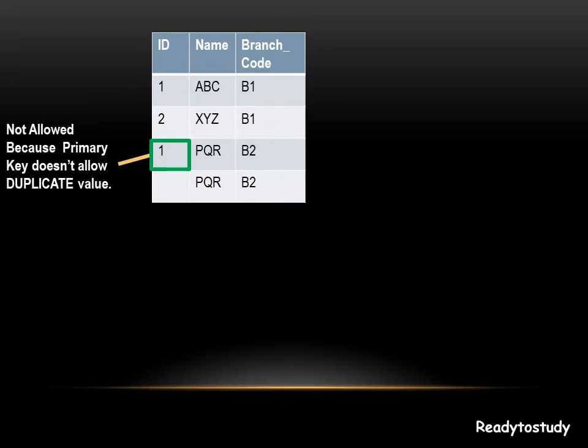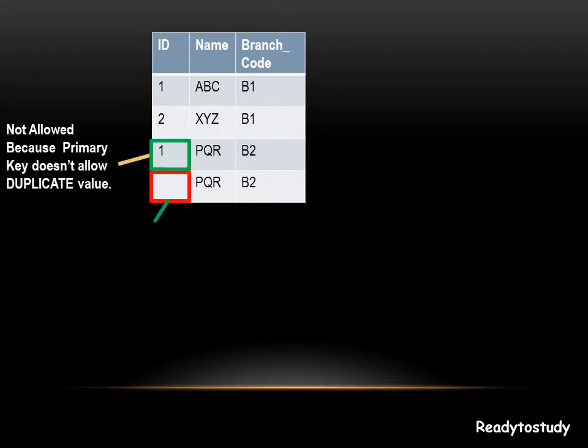If we have applied ID as a primary key, it doesn't allow this, because a primary key doesn't allow duplicate values. If you enter any duplicate value in the ID field, it doesn't allow it because you have applied a primary key there. This is the first rule of the primary key.